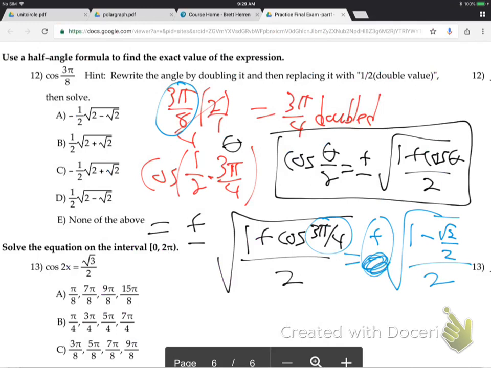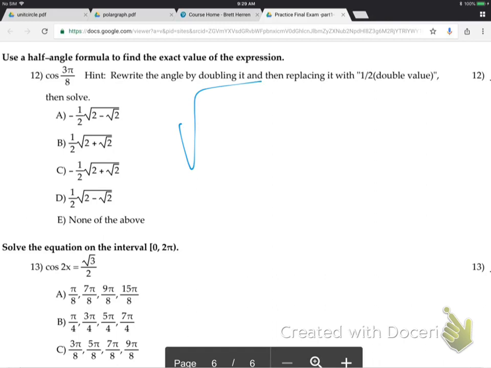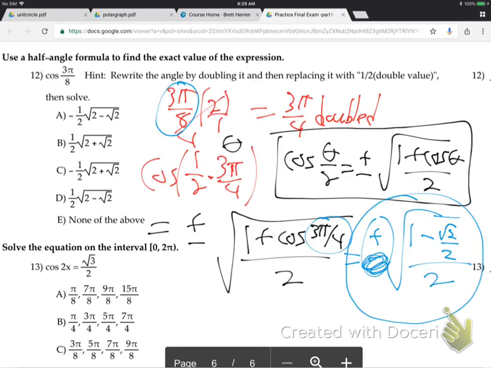All right. So now we need to clean this up, don't we? Because we can't have fractions over fractions. So let me get to a fresh screen. I wasn't going to do this whole problem, but it's worth doing. It's a tough one. So we have the square root of 1 minus root 2 over 2, over 2. Right? All right.